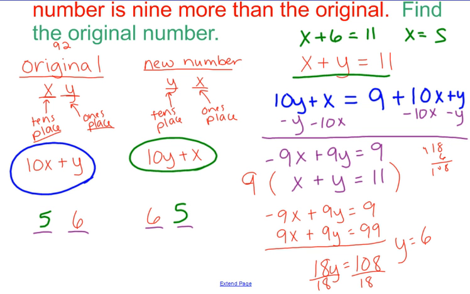If you reverse the digits of the original number, so that this is the original, if I reverse the digits and get 65, is that 9 more? Am I adding 9 here? And I am. 56 plus 9 is 65.